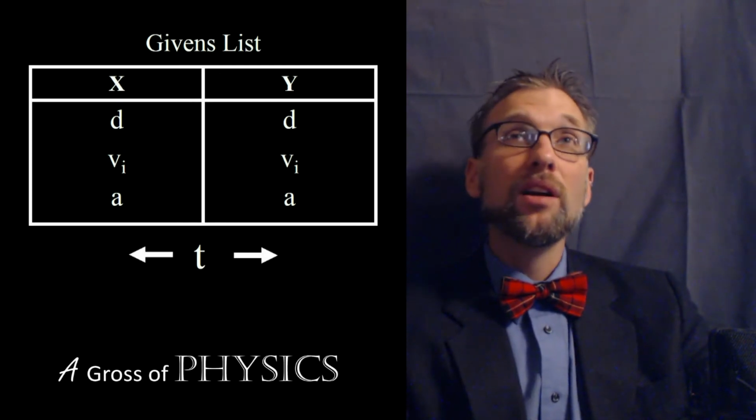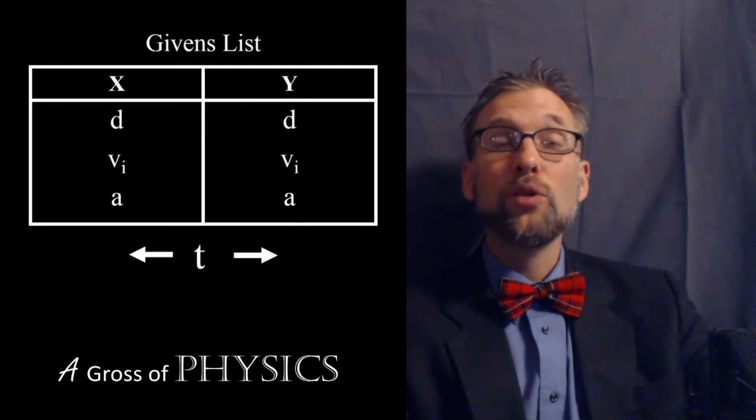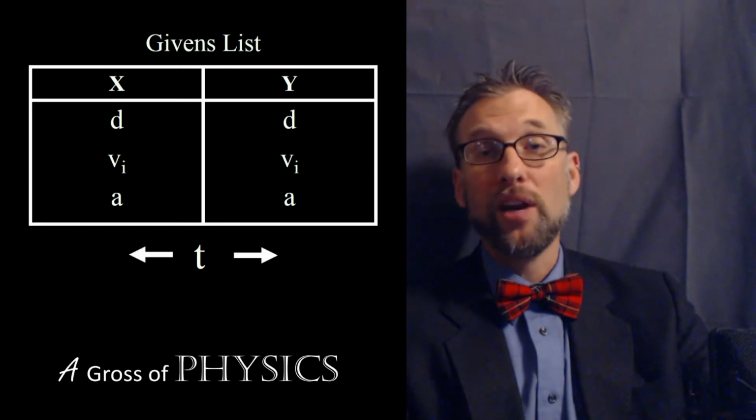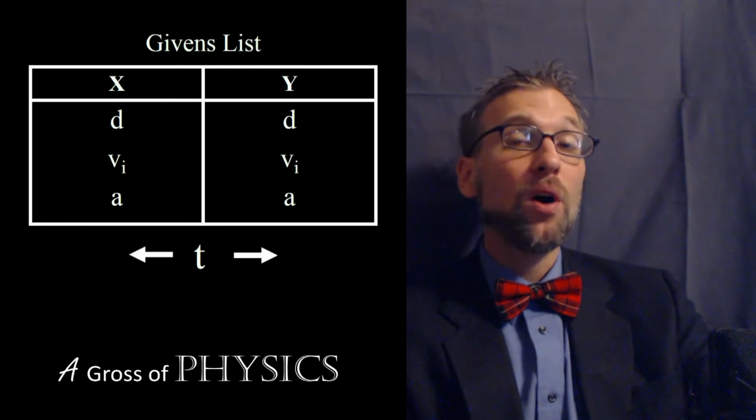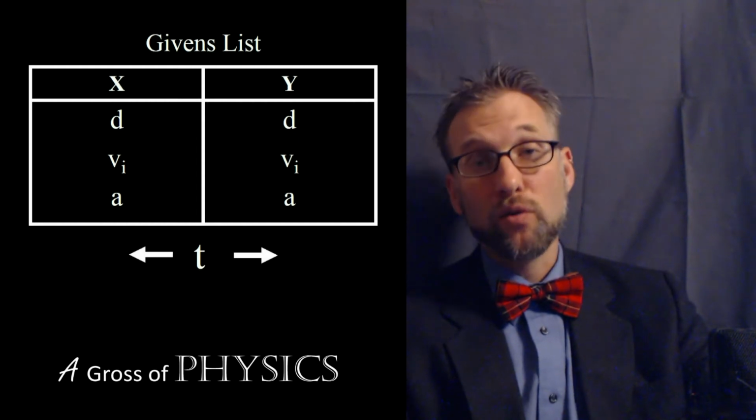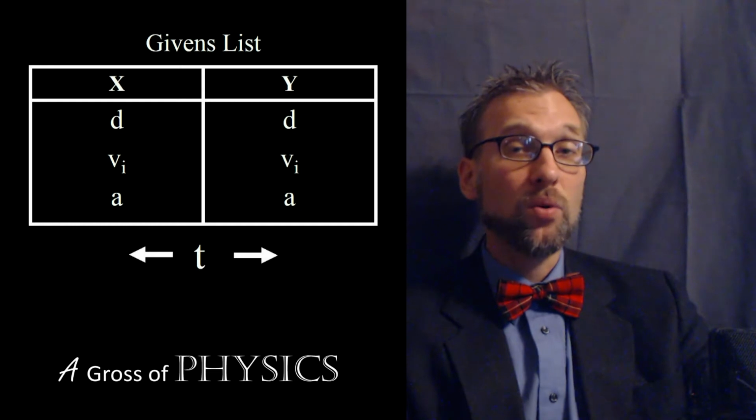Some variables are going to be common to most problems. In the x direction, we're normally going to have no acceleration, so ax will often be 0. And in the y direction, we're often going to have the acceleration of gravity on the Earth, so it's going to be negative 9.8 meters per second squared.